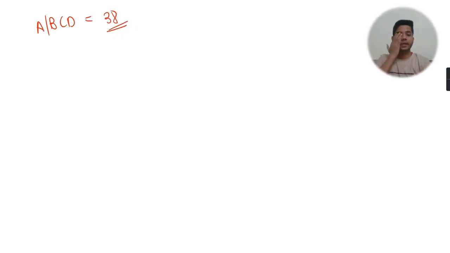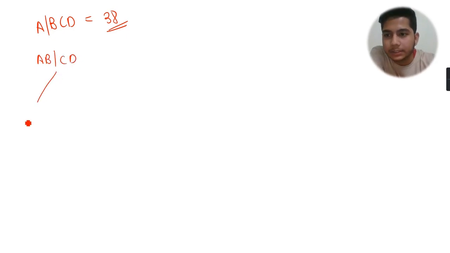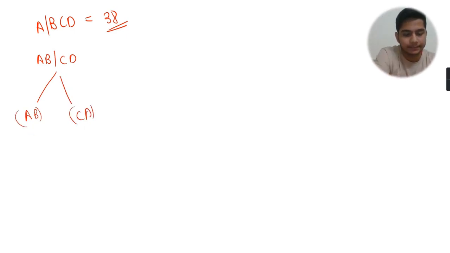So if I use A/BCD, the cost is 38. Now let's try for AB/CD. If I use it this way, it will be AB and CD.